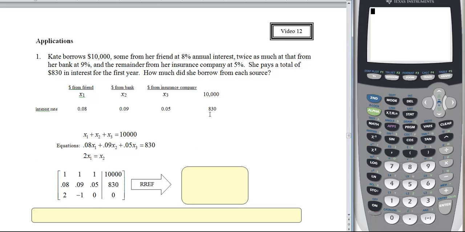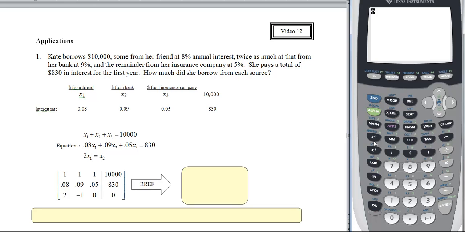Now, what I want from you for word problems is I want to see the setup, the table you use, the equations, and I'll know if you can do the Gauss-Jordan from the rest of the test. So word problems, I just want you to go ahead and use that RREF key. So put this into your calculator.